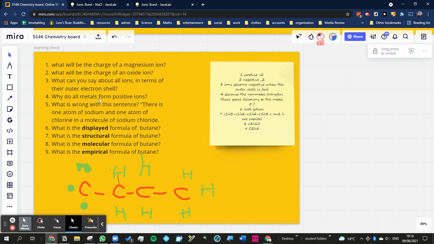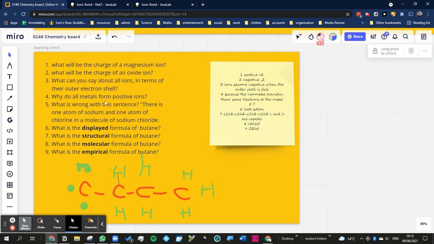Why do all metals form positive ions? Because the non-metals transfer their spare electrons to the metal. Yeah, basically, yes, but we need to understand why that happens. The reason is that metals have a small number of electrons in the outer shell, and because it has a small number, it's easier to lose those electrons rather than to gain. It's easier to lose a few electrons rather than to gain lots of electrons.